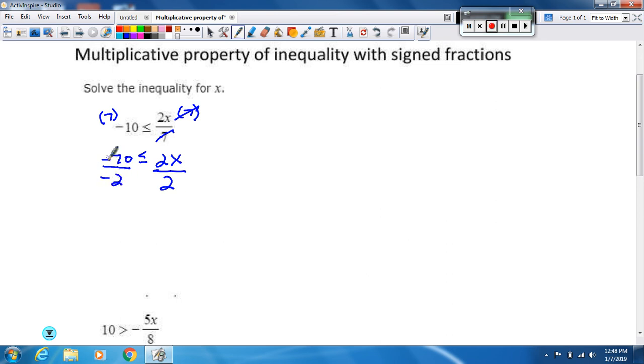And top negative cancels with the bottom negative, so 70 divided by 2 is 35, is less than or equal to, top cancels with bottom, x. So if you're not having to graph, you can leave your answer like this. You don't necessarily have to have the x out front. So that's the answer to that one.